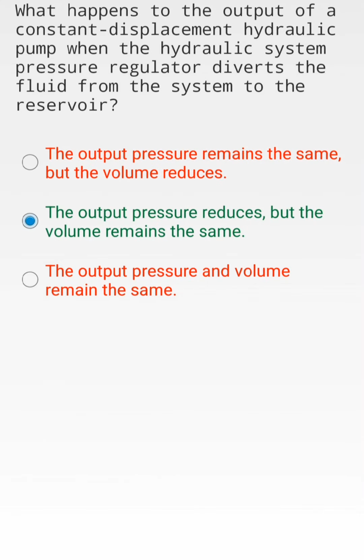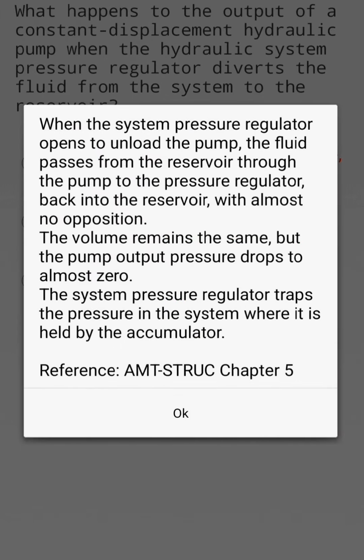What happens to the output of a constant displacement hydraulic pump when the hydraulic system pressure regulator diverts the fluid from the system to the reservoir? The output pressure reduces, but the volume remains the same. When the system pressure regulator opens to unload the pump, the fluid passes from the reservoir through the pump to the pressure regulator, back into the reservoir, with almost no opposition. The volume remains the same, but the pump output pressure drops to almost zero. The system pressure regulator traps the pressure in the system where it is held by the accumulator.